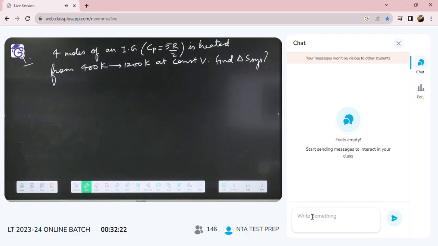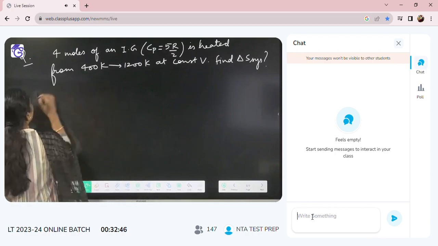A variety of answers I am getting here, and not a single answer is correct. I have given you the value of Cp, I didn't give you Cv. All those who have given me an answer, it is wrong. Only Manas has given the correct answer. Good. 6R ln 3 is the answer. Yes, Tejaswini is also correct. Very good.